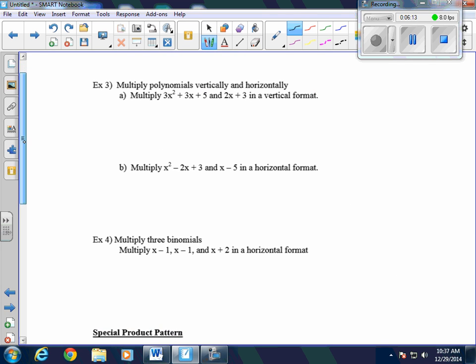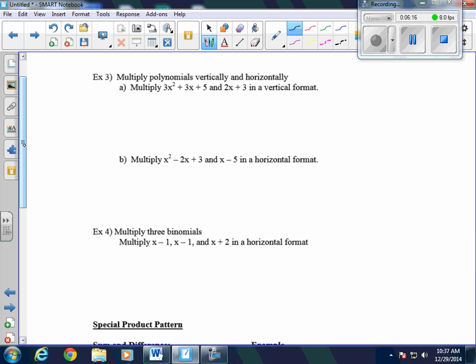Next, we're also going to talk about multiplying. And we're going to, again, set these up in a vertical and a horizontal format. So the first one we're going to do in vertical, 3x squared plus 3x plus 5, and then times 2x plus 3. We're going to do this exactly like you used to do long division, or sorry, multiplication of two numbers.